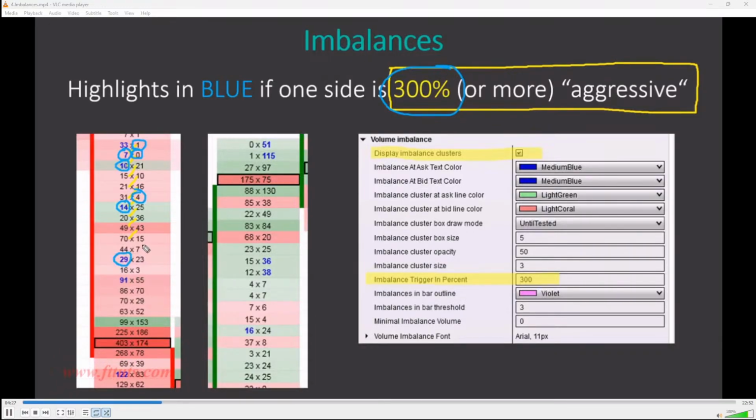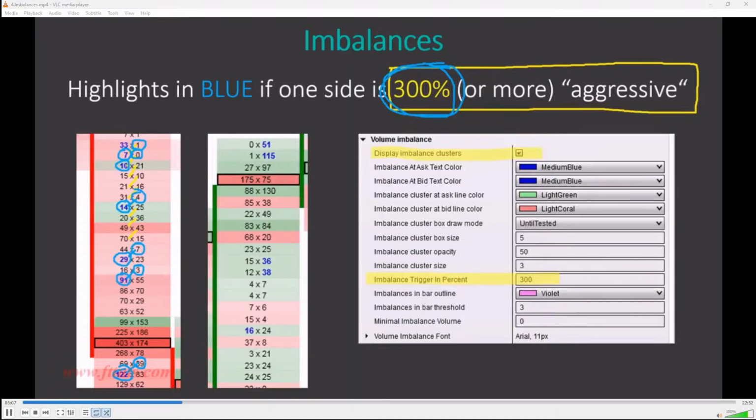29 is 3 times or more bigger than 7. 99 compared to 3, and you also compare 122 to 39. You always compare those numbers. And if the number on bid is 3 or more times bigger than the number on the offer, then it gets highlighted in blue and it says that there's imbalance. There's imbalance between buyers and sellers. The sellers are 3 times or more aggressive than the buyers at this place.